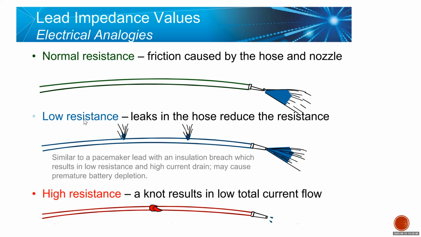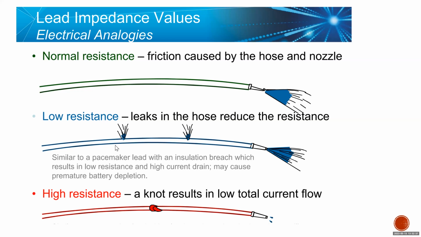If there's low resistance or low impedance, it means there is a leak of water, or a leak of electricity in the case of insulation. Leads have insulation around them to prevent the electrical current from leaking. So if there's a breach of that insulation, the impedance will go low. And if there's nothing wrong, there's normal impedance.